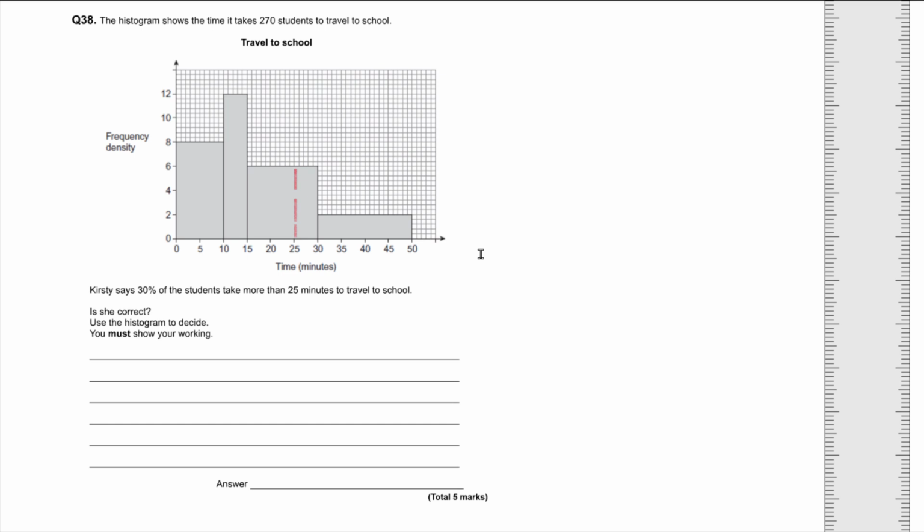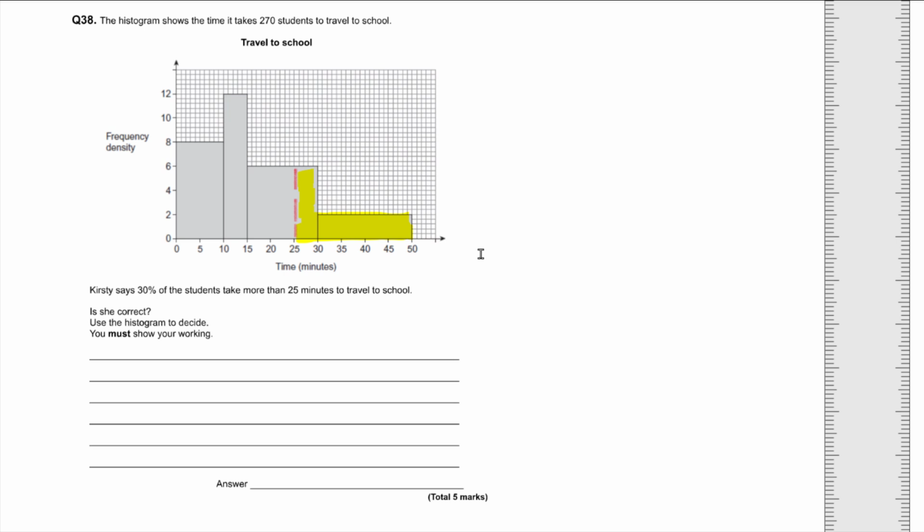Okay, so we need to find this area, this part of this bar, and then the area of this bar here. And then add it together. That should be the number of people who took 25 minutes or more to travel to school, and then we can work that out as a percentage of the total.